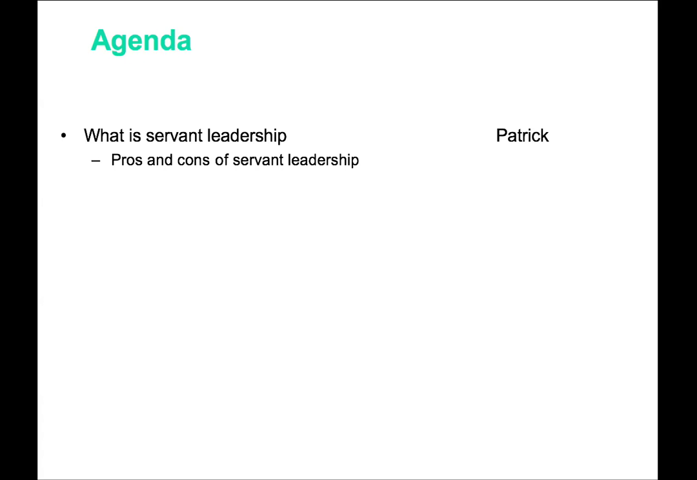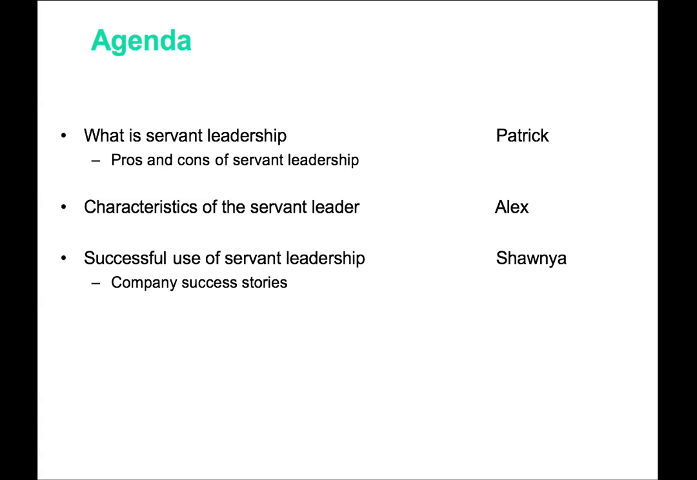Leadership. Our agenda today is an overview of what servant leadership is and a short discussion of some of the pros and cons from Patrick. Alex will then discuss the characteristics of the servant leader. And finally, Shauna will give some examples of successful use of servant leadership in companies.